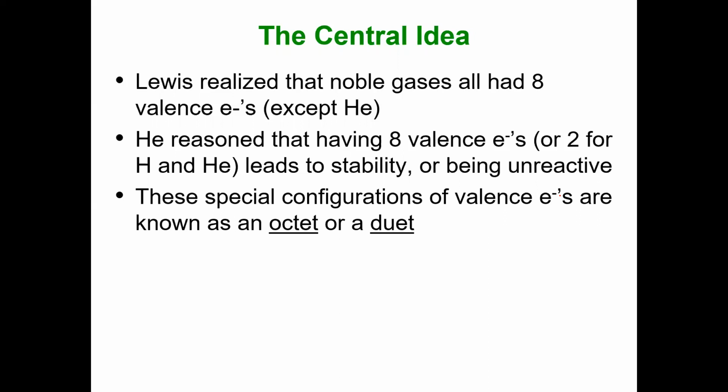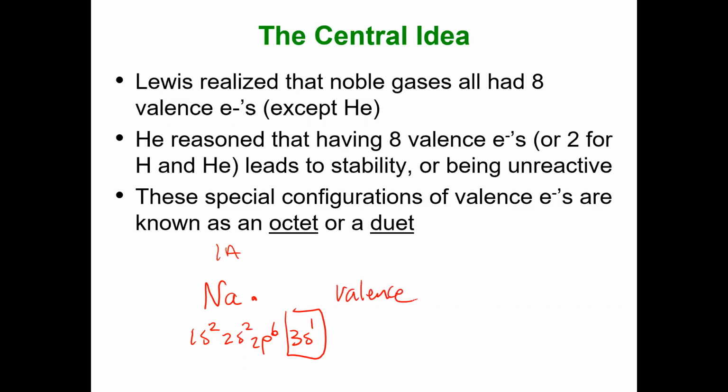So I hope this makes sense. I hope you understand the basic concepts of drawing Lewis dot symbols. So for example, sodium's dot symbol would be Na with 1 dot. And why is that? It's in group 1A. Its configuration is 1s2, 2s2, 2p6, 3s1. I'm only concerned with the valence shell, and it has 1 valence electron. That's why it's in group 1A, and it has 1 dot.